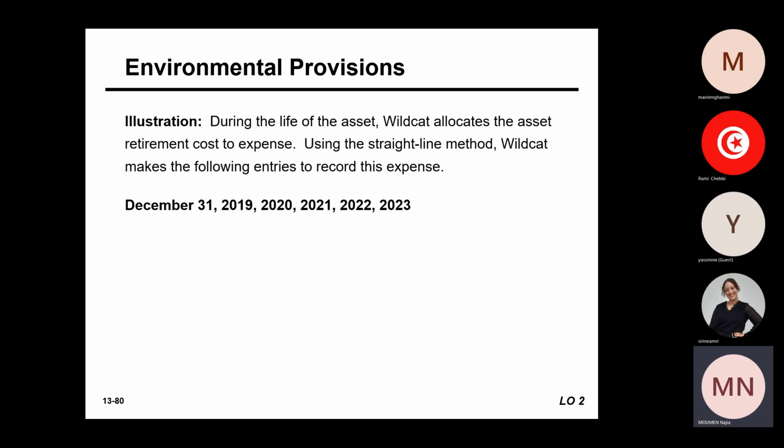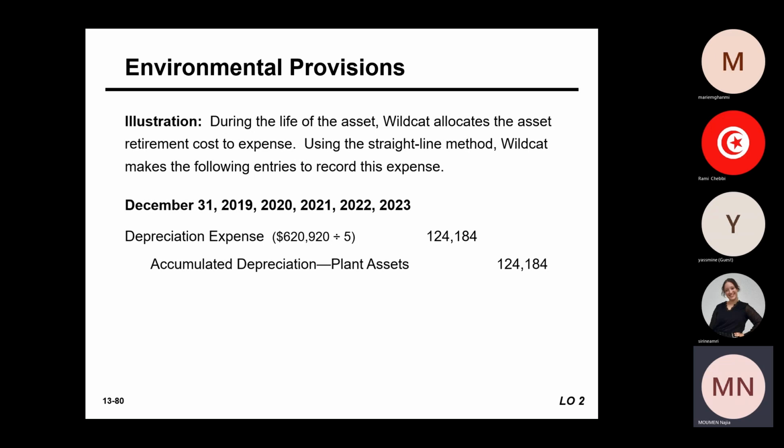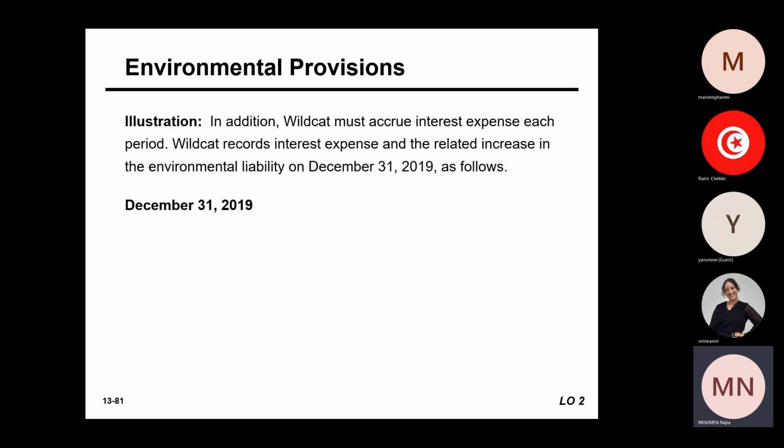Okay, so if we use the straight line method, what will be the journal entries to be recorded? We'll debit depreciation expense, which is the 620 over 5 years, and credit accumulated depreciation for that plant asset. Okay, so that's how this environmental liability will be recorded and amortized as expense over the useful life of that asset. So in addition to that depreciation expense, we have to accrue the interest expense.